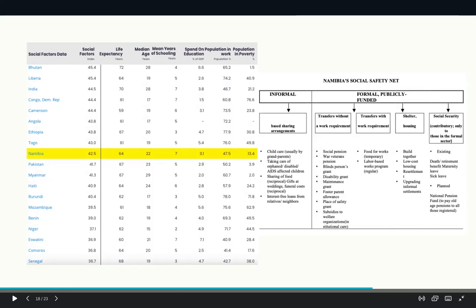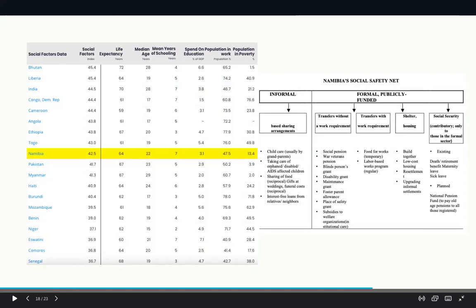With one the characteristic of having a really young population. Mean years of schooling are 7, which also must be improved. Spend on education in percent of the GDP is just 3.1, which also must be drastically improved. Population in work is 47.5. That is a problem that must be tackled. And population living in poverty is 13.4.